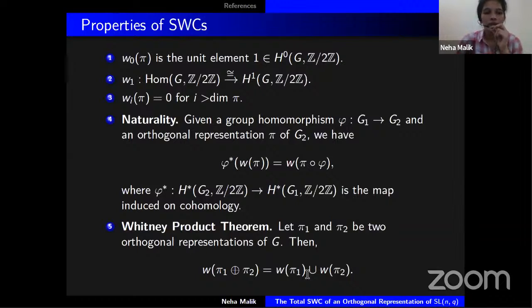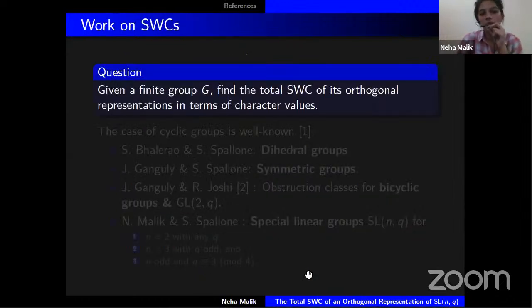Now, once we have set up the basics, one can ask this question: if you are given a finite group G, find the total Stiefel-Whitney class of its orthogonal representations in terms of its character values. For the cyclic groups, the answer to this question is well known. But when it comes to non-abelian groups, there is not much in the literature related to the answer to this question. So in our group, we have worked out different classes of non-abelian groups to answer this question.